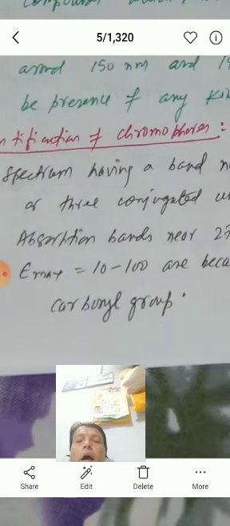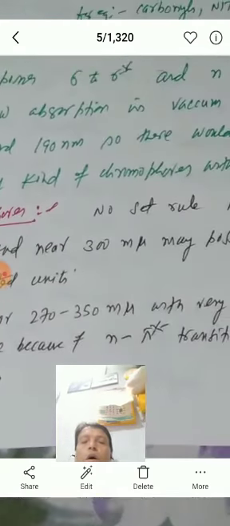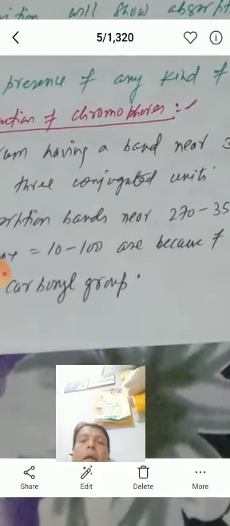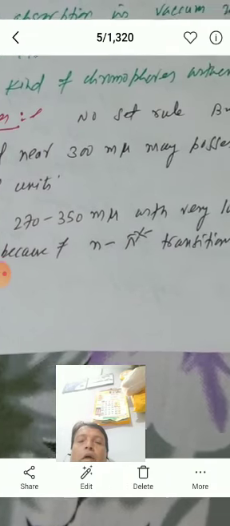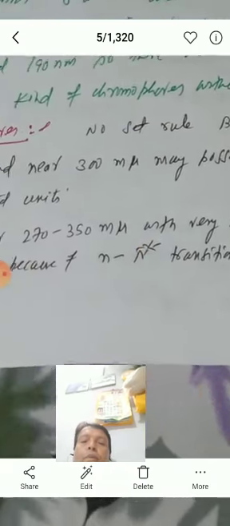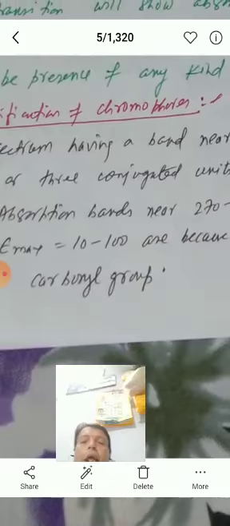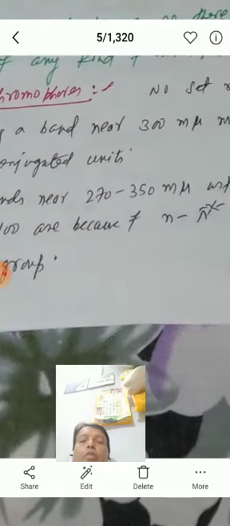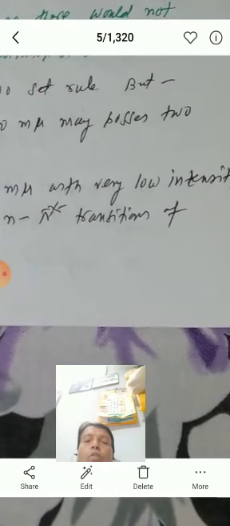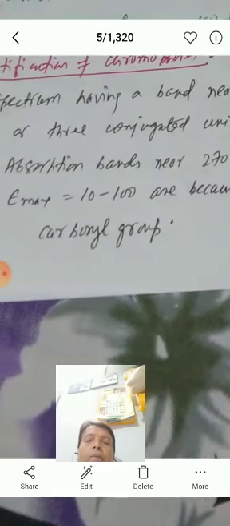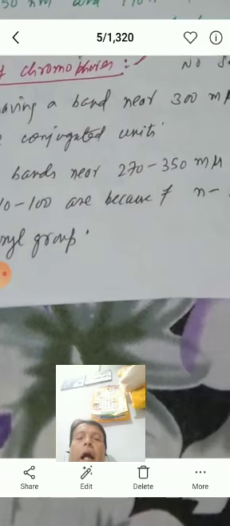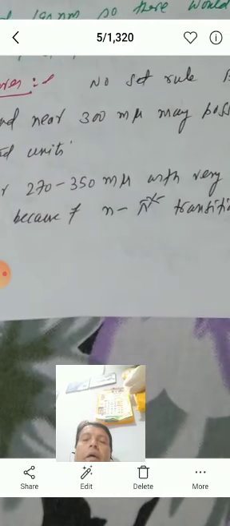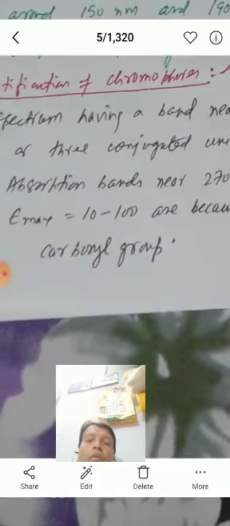Now, how will you identify the chromophores? There is no set rule, but number one, a spectrum having a band near 300 nm may possess 2 or 3 conjugated units. Number two, absorption bands near 270 to 350 nm with very low intensity, epsilon max of 10 to 100, are because of the n to pi star transition of the carbonyl group.